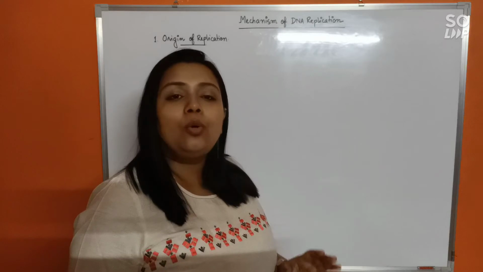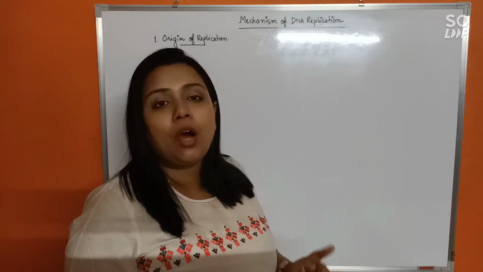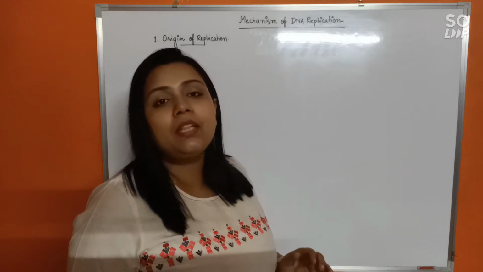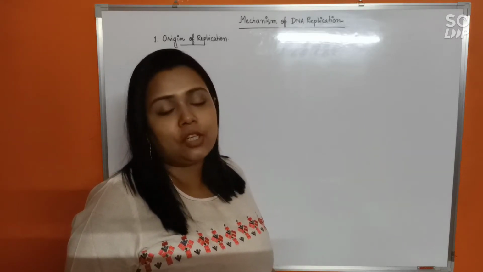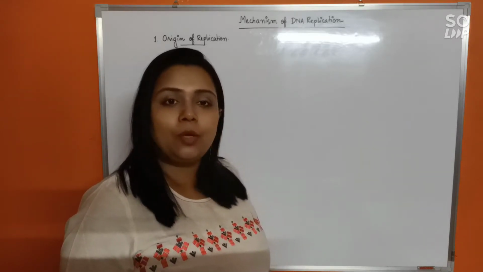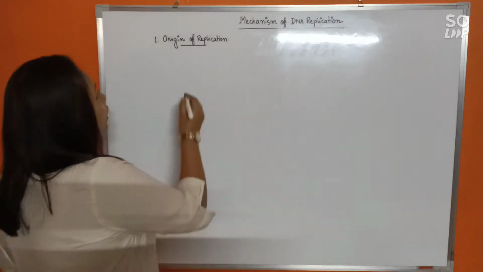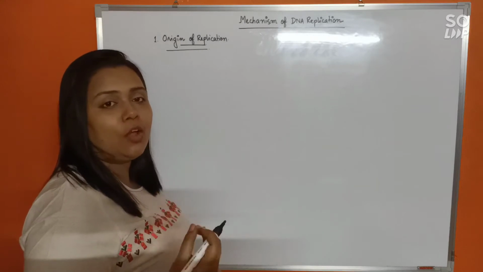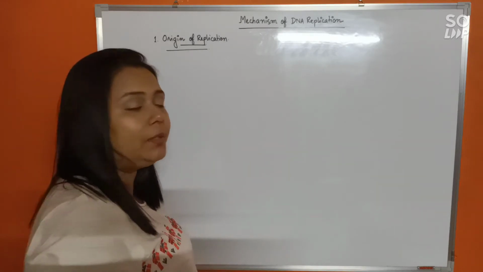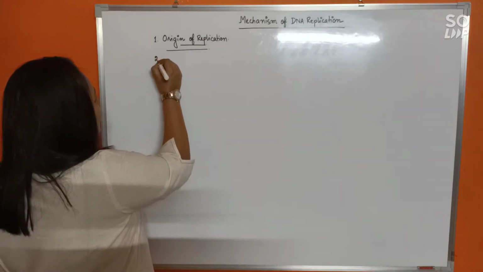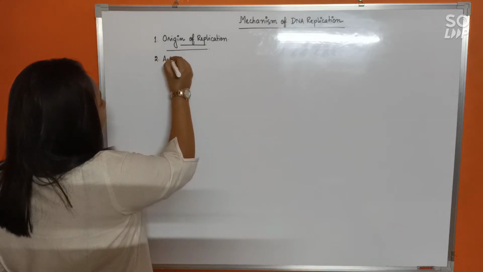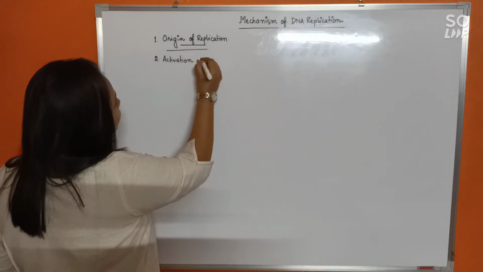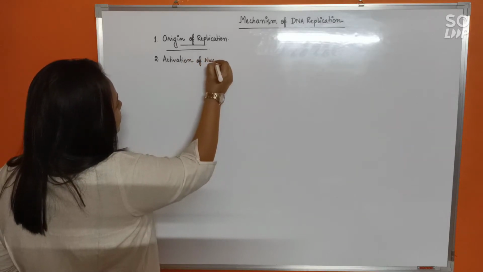Those sites are called origin of replication. Do remember, origin of replication will be only one for the prokaryotic DNA, but there can be thousands of origins of replication in eukaryotic DNA. So the first thing is to find the origin of replication, where the unwinding of the helix can begin. The second thing is the activation of nucleotides.